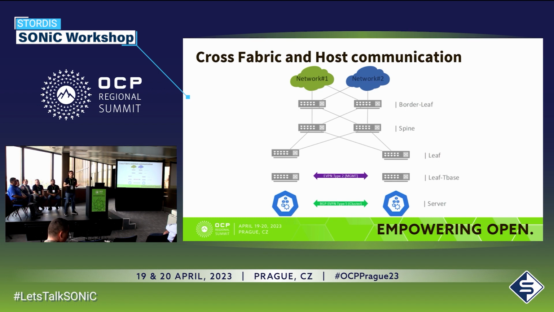Leaf T-base 4 wouldn't have any information about that without the EVPN type 2 session in between. For that reason, EVPN type 2 will advertise the MAC addresses and also the ARP entries, and leaf T-base 4 will then forward the packet additionally to leaf T-base 1 to reach the connected lights-out management interface. And from the slide before, you can see that we have the BGP EVPN type 5 connection as well between the different worker nodes to exchange the traffic which is coming from, for example, pods to each other worker node.